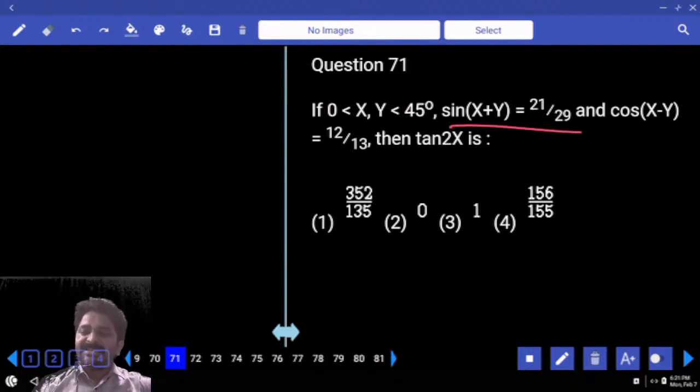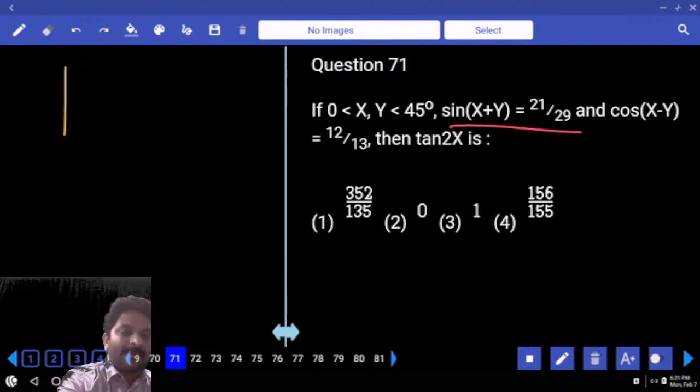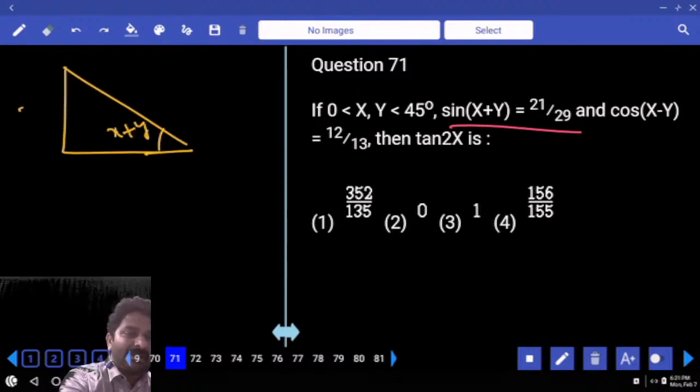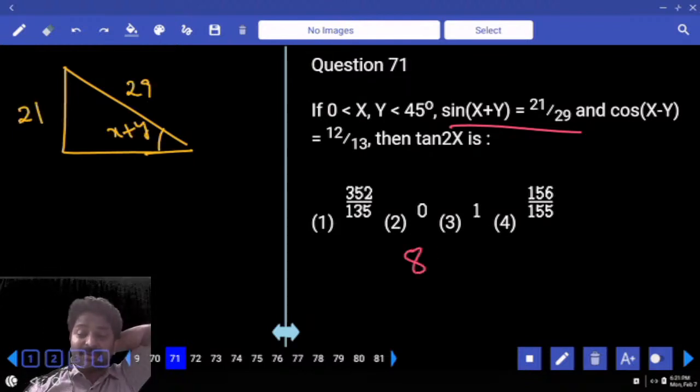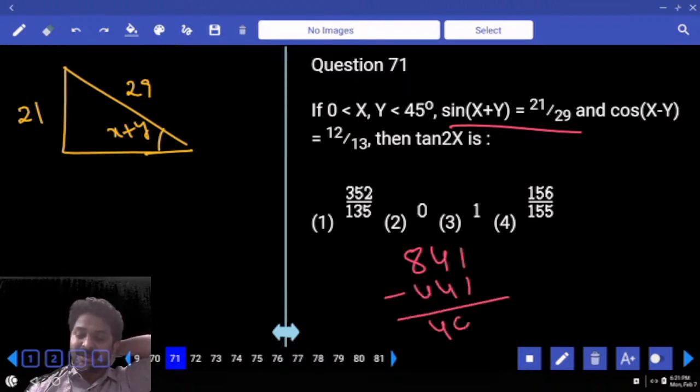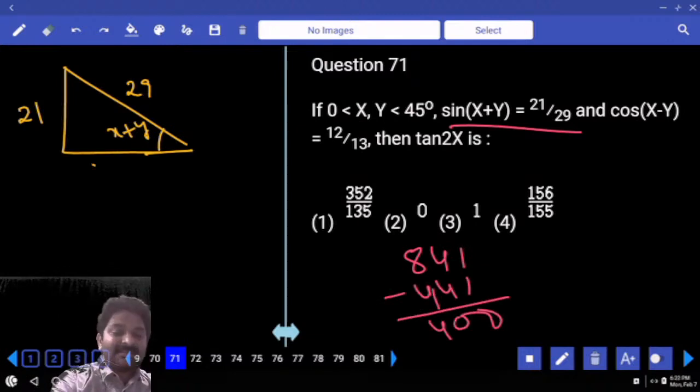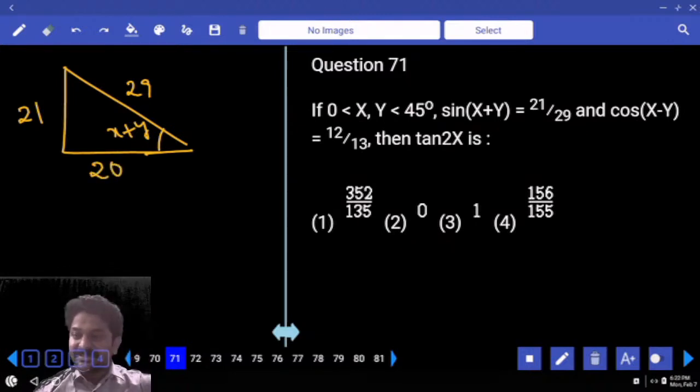Sin x plus y is equal to 21 by 29. Now let me draw the triangle here. Angle is x plus y, sin value 21 and 29. The base value we need to calculate. What is 29 square? 841. 21 square, 441. Remaining is 400 only. Then base is 20.